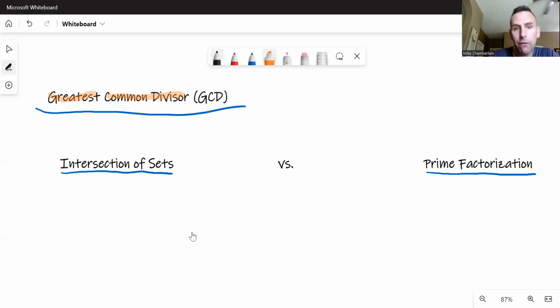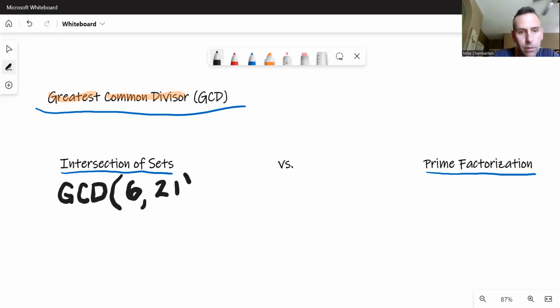So the notation for it, many times we use GCD for greatest common divisor. If someone asks you, what is the greatest common divisor of, let's say, 6 and 21? What they're really asking you is, what is the very largest number that divides evenly into both 6 and 21. Now, something like this, you could probably do it in your head. You could just say, well, the answer is 3, because 3 divides into 6 and 3 divides into 21.